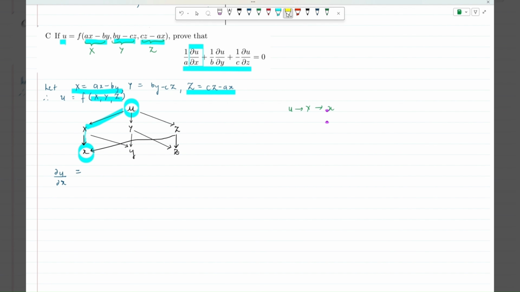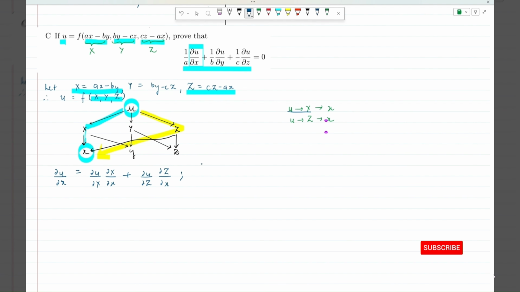Likewise, there is another path: from u you can traverse to capital Z and then come down to x. These are the two available paths, and they help us write down the partial differentiation of u with respect to x. It is going to be del u by del capital X times del capital X by del small x, plus del u by del capital Z times del capital Z by del x.